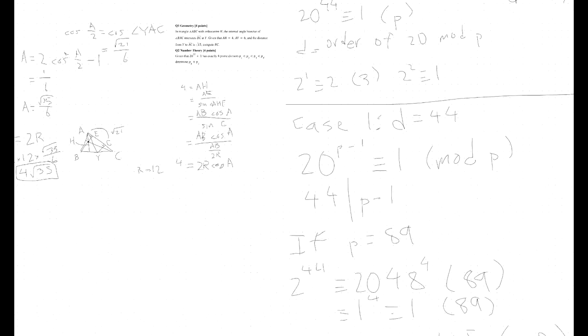Okay, so the product of 2 to the 44 and 5 to the 22 is 20 to the 22. And if you multiply 1 and -1, you get -1 mod 89. So we have shown that 89 does divide 20 to the power of 22 plus 1. So 89 does work.